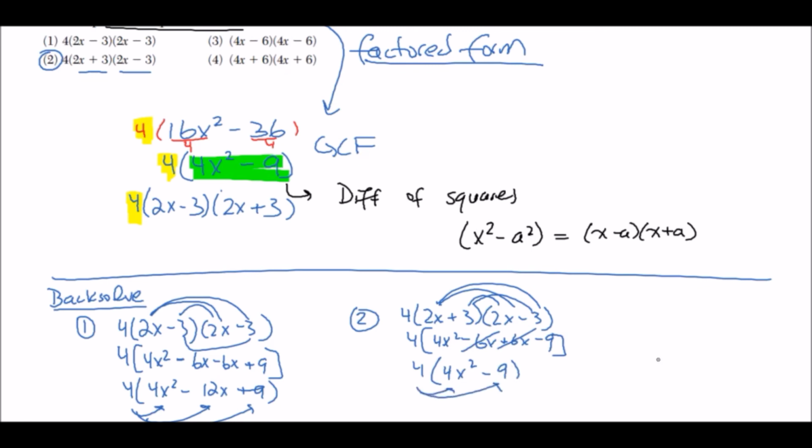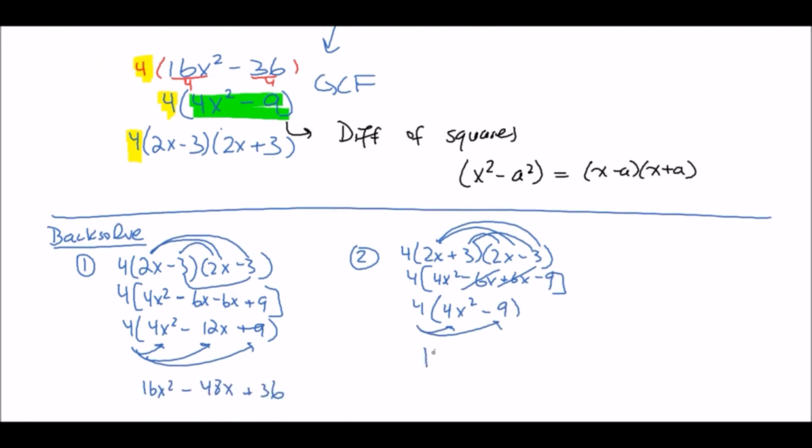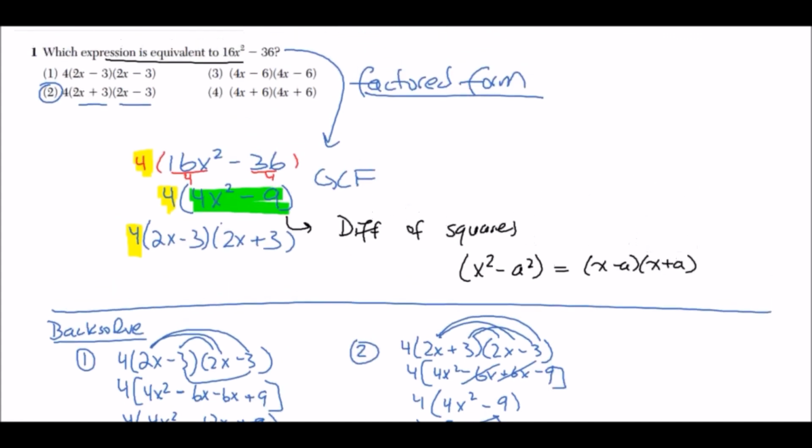Now we can distribute the 4. And we get 16x squared minus 36, which is exactly what the question was asking to find the equivalent expression to. So you don't even need to test the remaining 2. You know that the answer is 2 because we have found the equivalent expression.